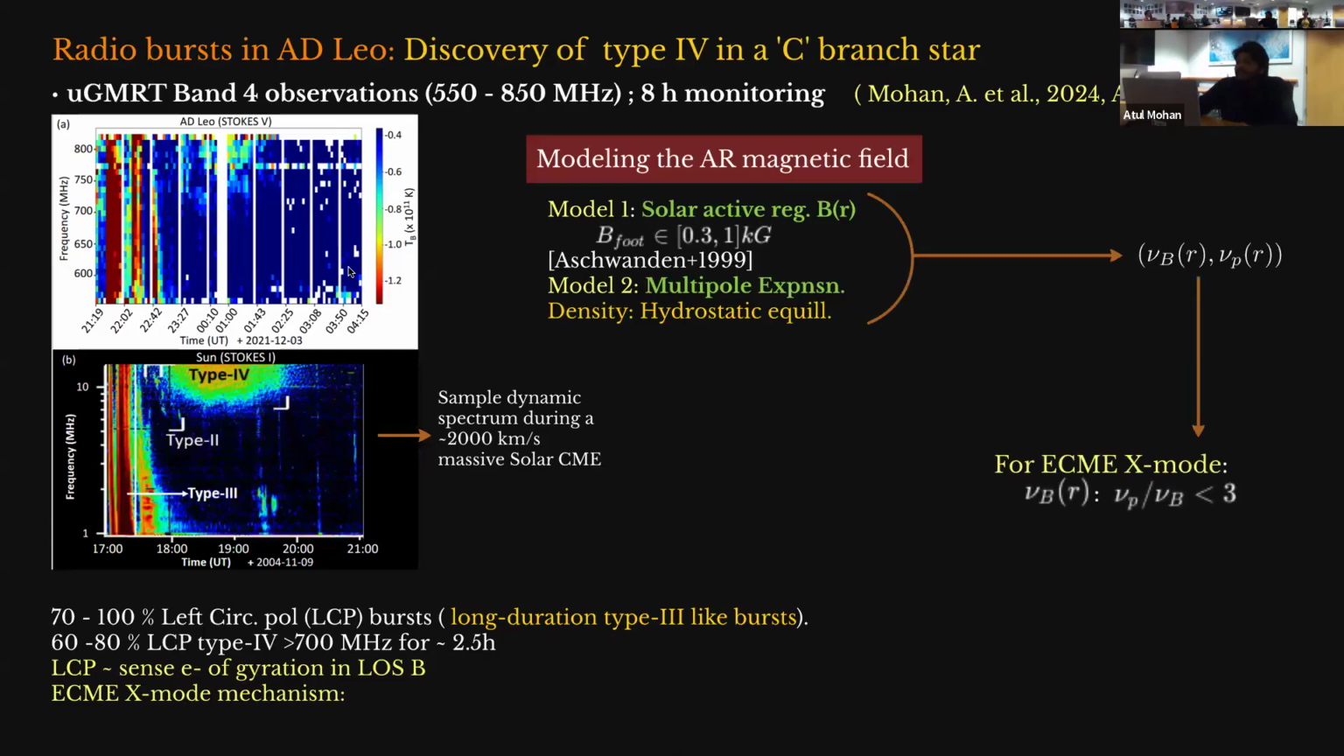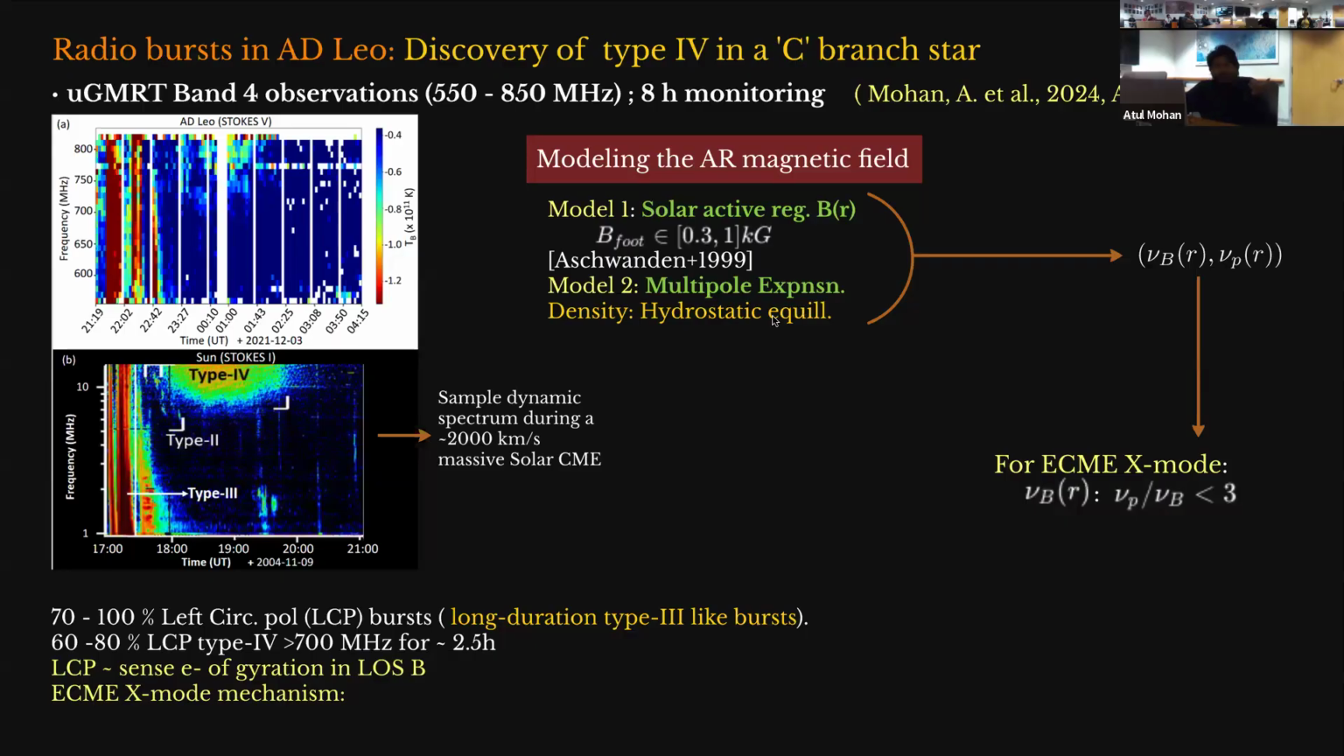So we model the active region magnetic field for this using the emission mechanism, which we can infer from the level of polarization. The polarization was nearly 100% in these type 3 radio bursts, and that is possible only if it is an ECME type of emission. And there has been a lot of literature which suggested why it should be ECME in these stars, because they are highly magnetized, right? That's the main reason.